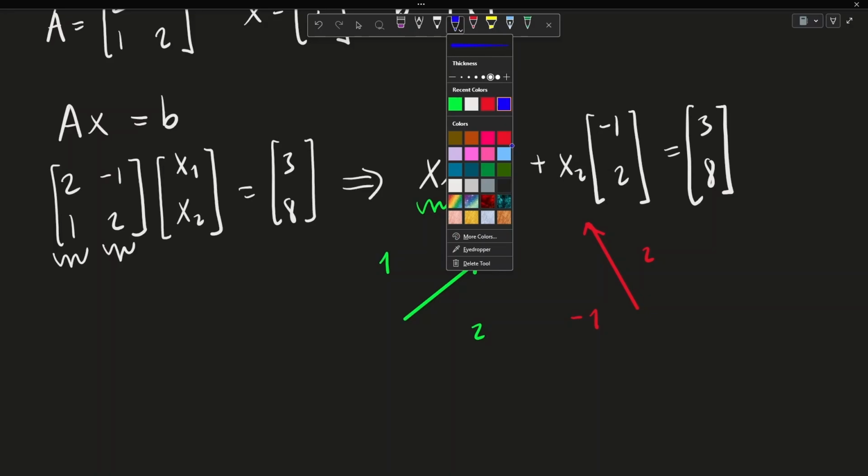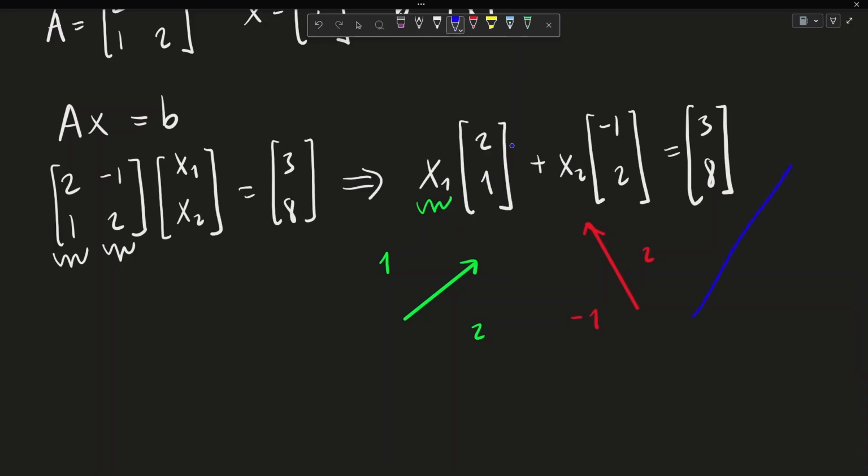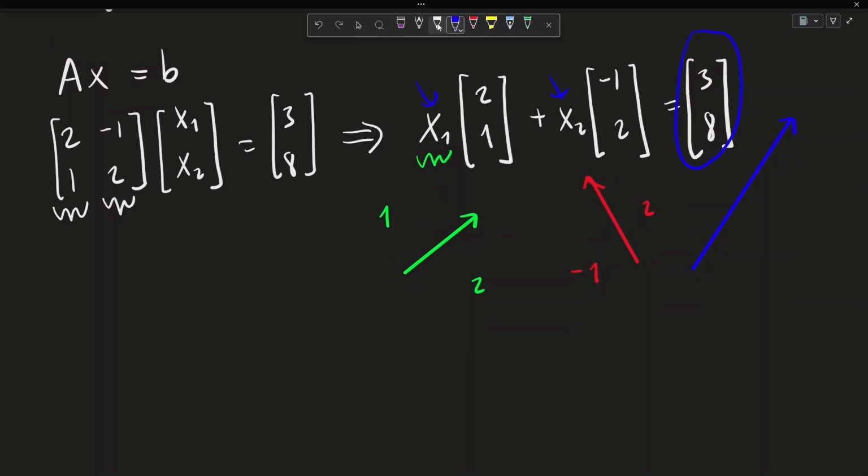And we add those two lines to get the vector 3, 8, which would look something like this. So we would find the scalar multiples x1 and x2 that would allow these vectors to add to 3, 8. We can do this using a similar method to above, because in my opinion that's what's most intuitive.